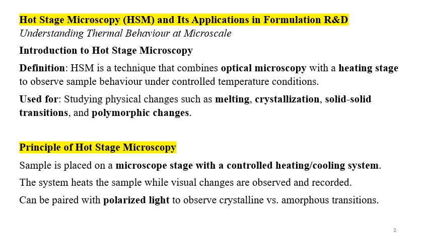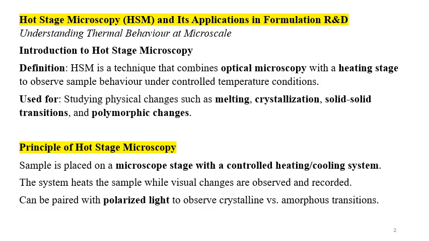HSM is a technique that combines optical microscopy with a heating stage to observe sample behavior under controlled temperature conditions. You can go on increasing the temperature or changing the temperature, and you can study how it is going to affect the material. HSM is used for studying physical changes such as melting, crystallization, solid-solid transitions, and polymorphic changes.